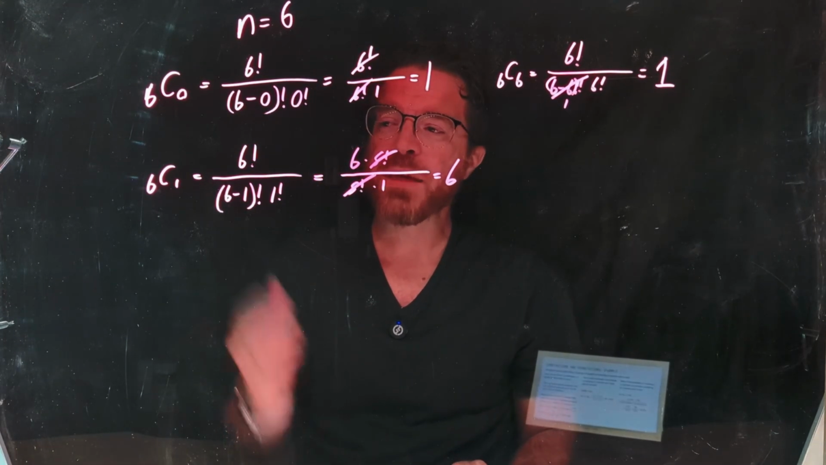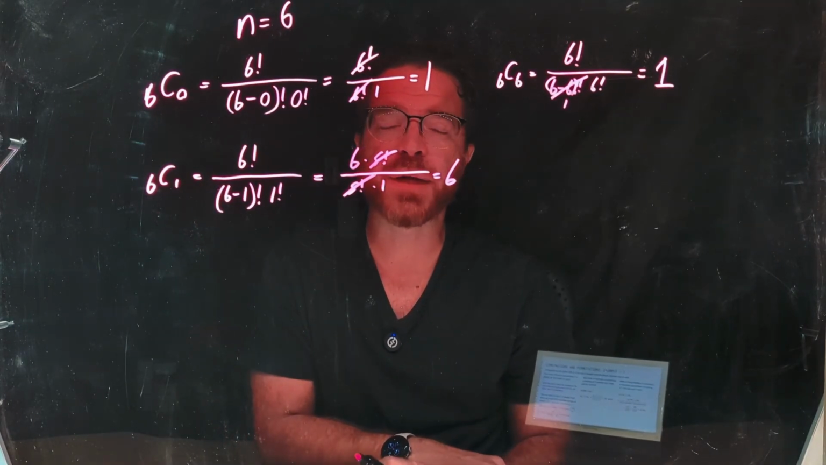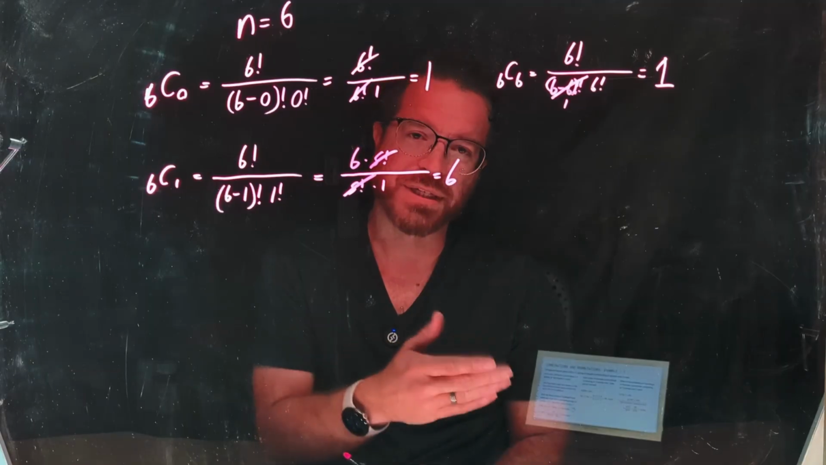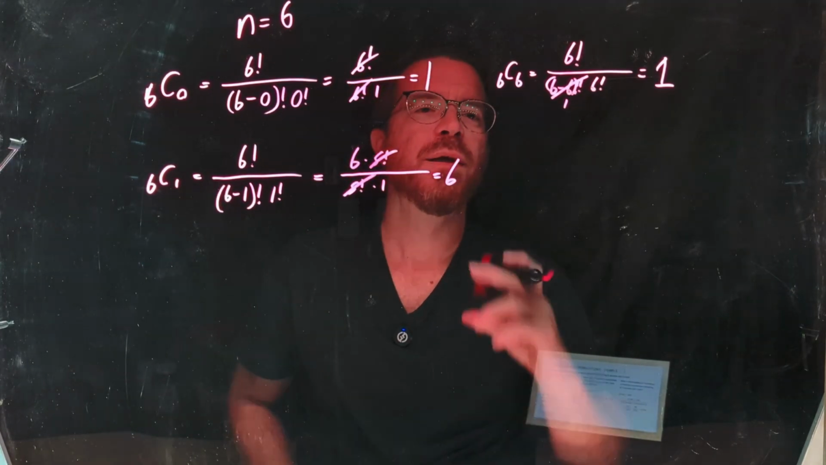So what does this mean? Well, it means that if I have 6 objects, how many ways can I choose one of them? Well, I have 6 ways I can do it. I can choose the first one, or I can choose the second, or the third, or the fourth, or the fifth, or the sixth.